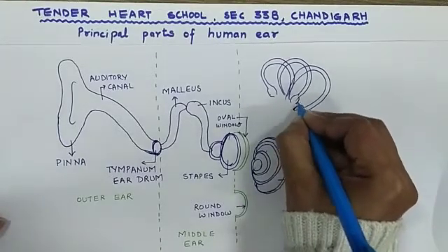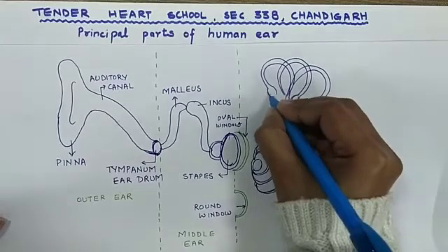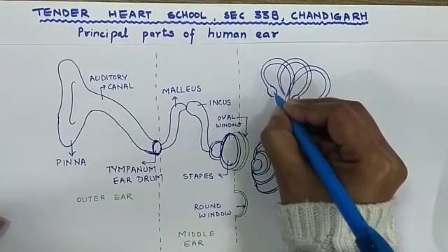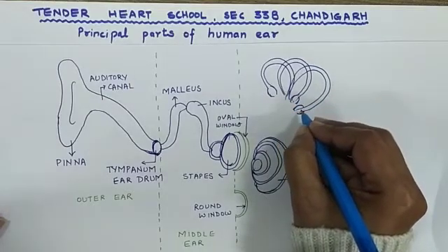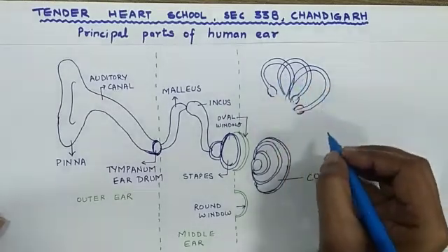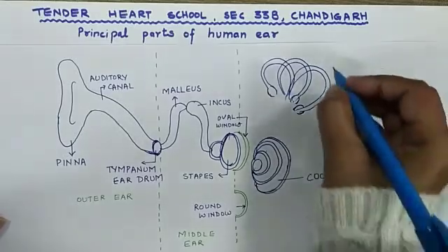Three of these semicircular canals are present at right angles to each other, and at the base of each of these semicircular canals is a swelling, which is called the ampulla. So these three semicircular canals are there. So let us label them also.